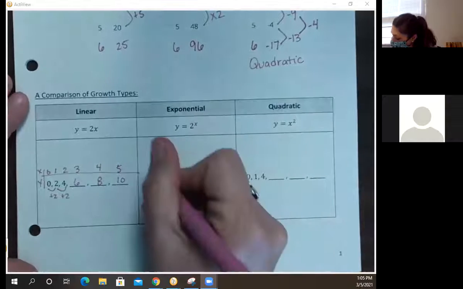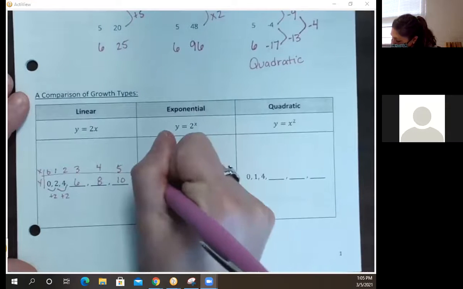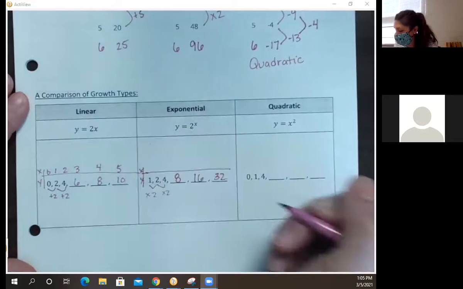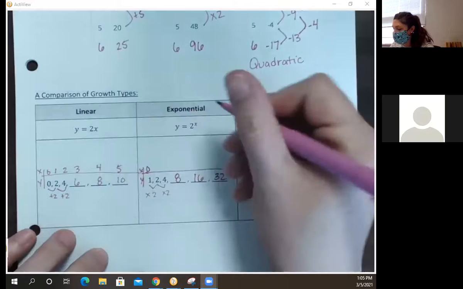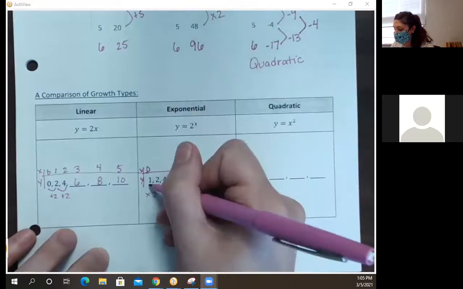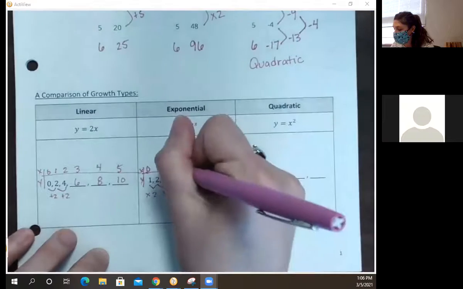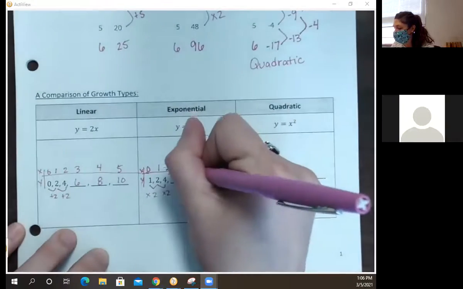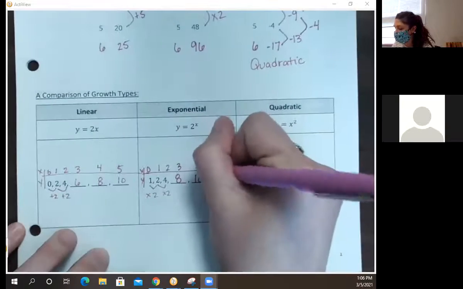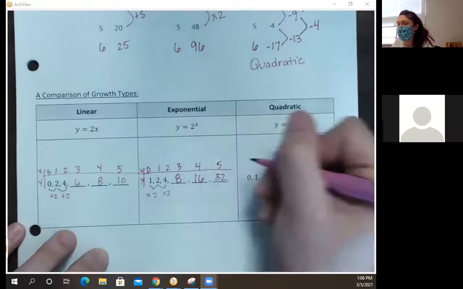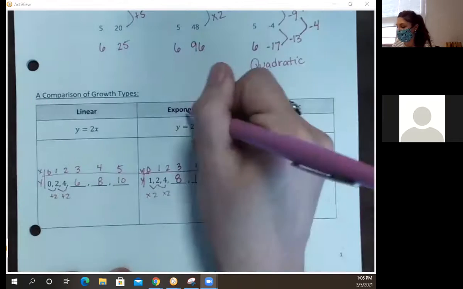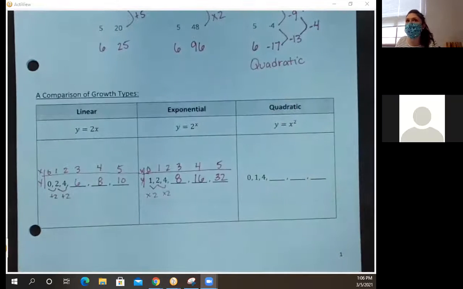Very good. And again, if I wanted to, I could think about this as an XY table, right? For an x value of 0, if I put in 0 for the exponent here, I would get 1. For an x value of 1, 2 to the first would give me 2. 2 squared would give me 4. 2 cubed would give me 8. 2 to the fourth gives me 16. And 2 to the fifth gives me 32. So if I wanted to use my function, I could use my function as well.